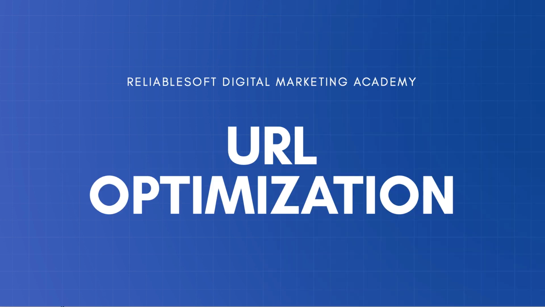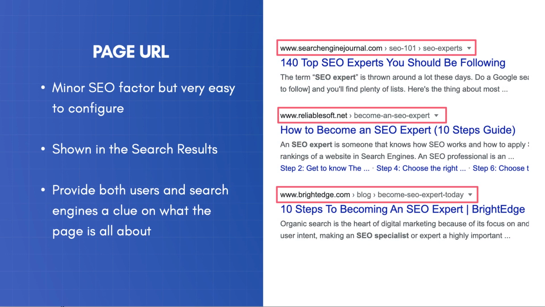URL optimization. URL optimization is a minor SEO factor but very easy to configure. Google is good at crawling all types of URL structures, even if they are quite complex, but spending the time to make your URLs as simple as possible is a good practice.